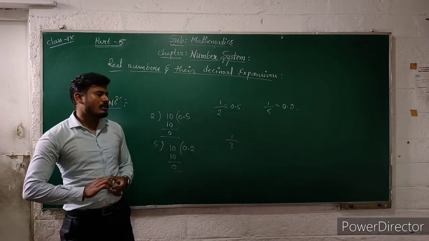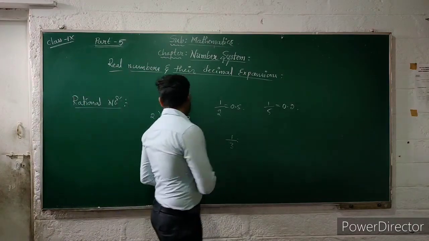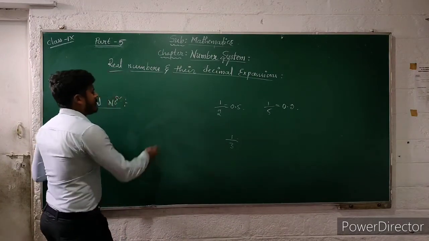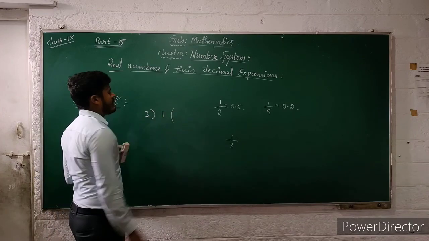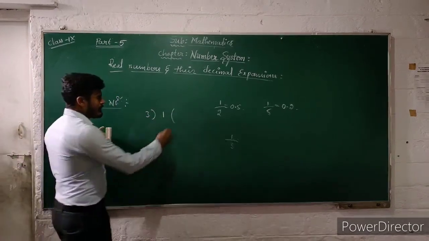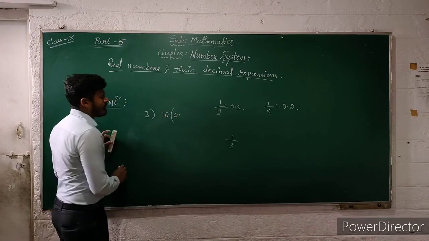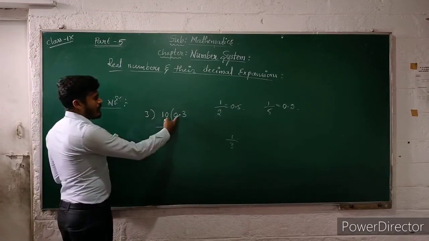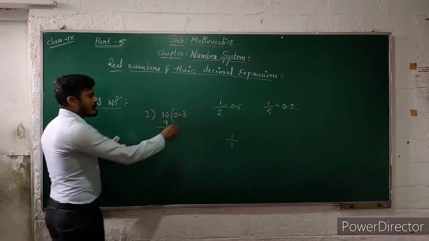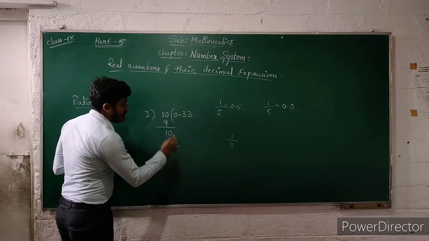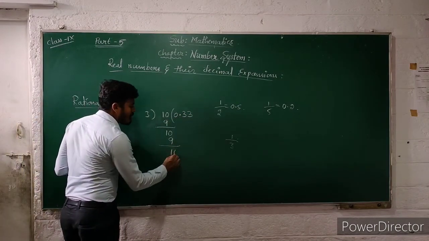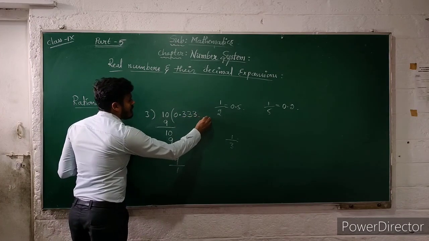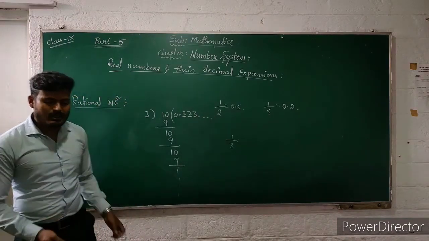Then coming to the third one, 1 by 3. Solve by using the long division process. Here 1 by 3. You know that 1 is lesser than 3. So put 0 point here, then carry 0. 3 3s are 9. Then 1 is remaining. Then the point is there, so carry 0 here. Then 3 3s are 9. Again 1 is remaining. Carry 0 here, and then 3 3s are 9. And then 1 is remaining.